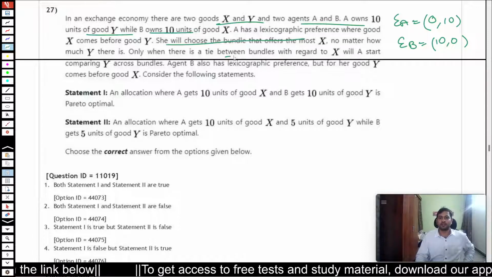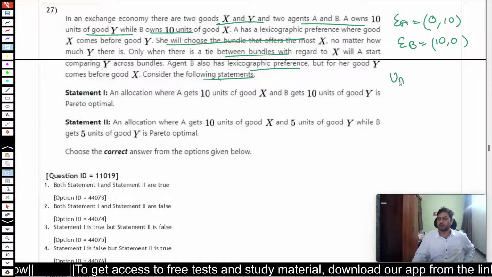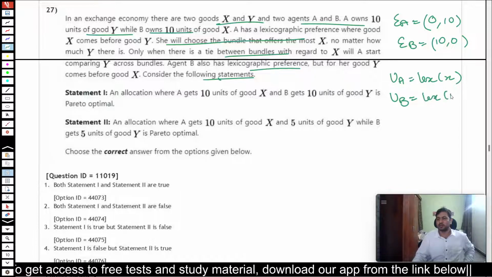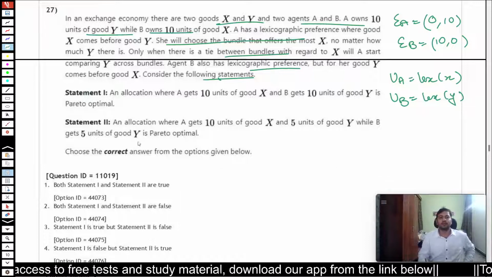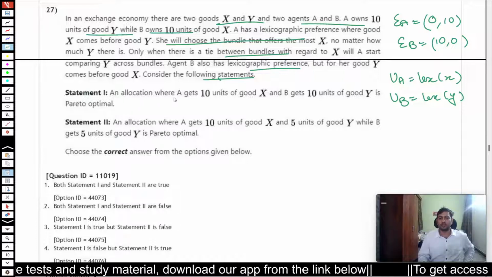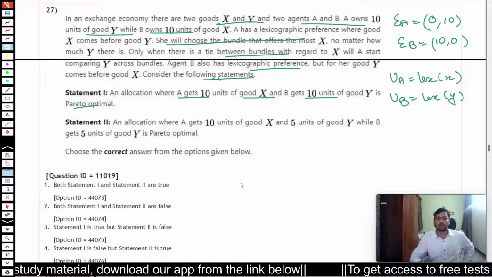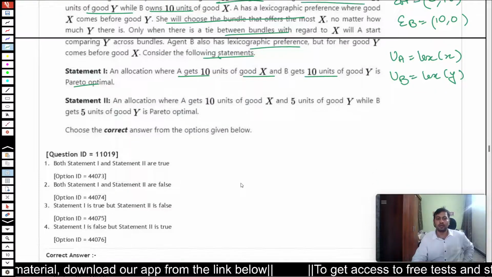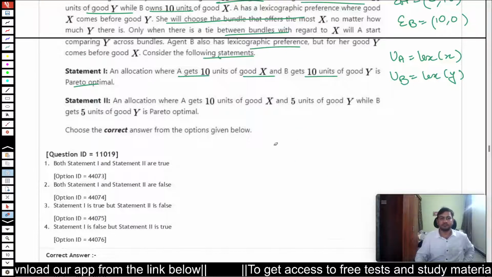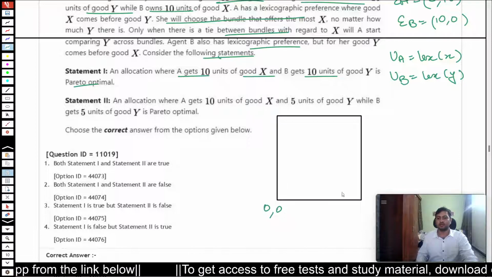After this, they have given the definition of lexicographic preferences. So utility of A is lexicographically preferring good X. Utility of B is lexicographically preferring good Y. So choose the correct answer from the options below. So there are two statements. An allocation where A gets 10 units of good X and B gets 10 units of good Y is Pareto optimal. Okay. So in this case, this is my Edgeworth box. Construct the Edgeworth box. So this is my Edgeworth box. This is 0, 0. This is 10, 10.